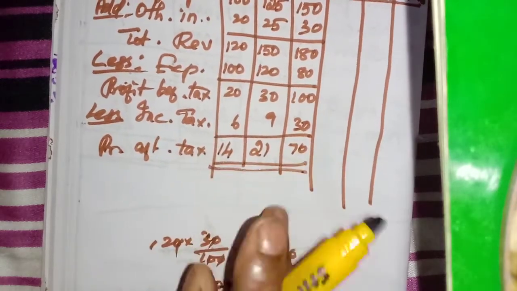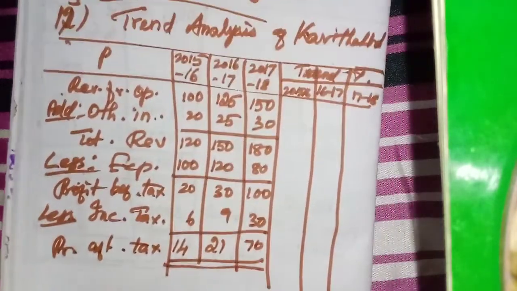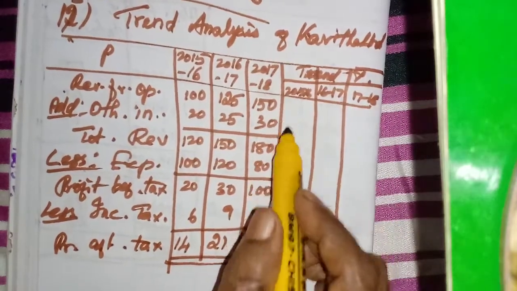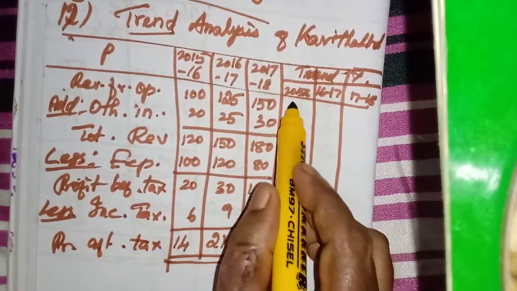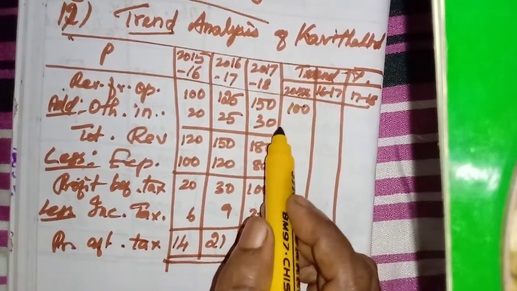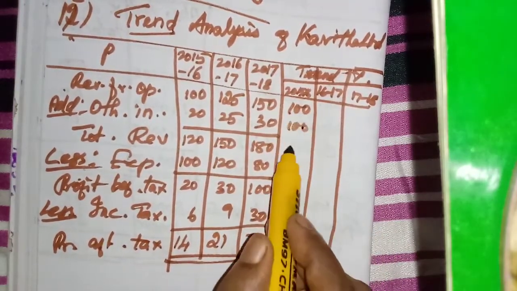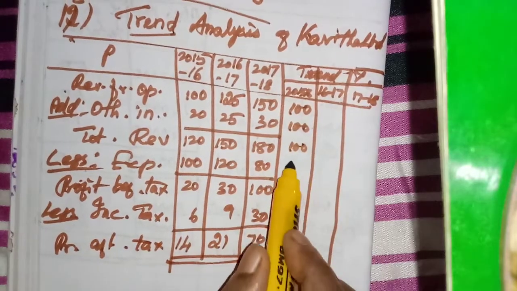That's all. Now we need to write all this first year trend. The first year will be 100. Okay, write everything 100 here. 100, 100. You should not draw line here.